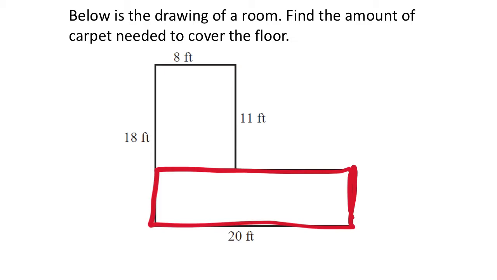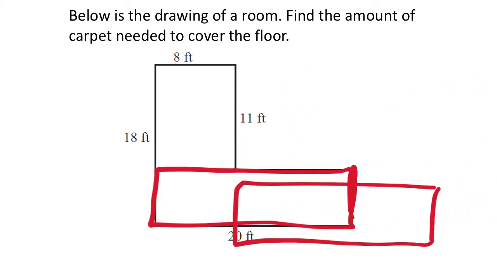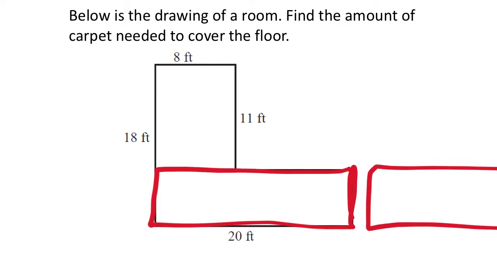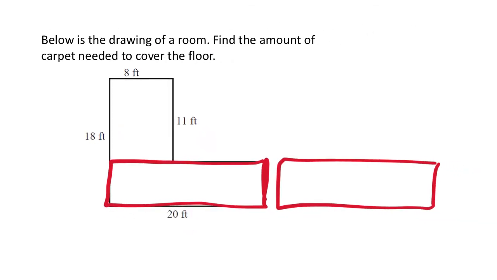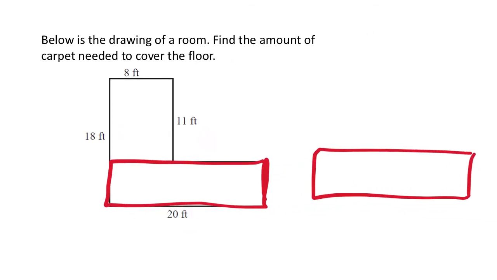So let's see what we got. Let's go ahead and, there we go. So I have this red rectangle. I'll make this big enough for us to see. And this red rectangle, I know one of the dimensions at least. This is 20 feet right here. I also do not know the height of this or the width of it. Okay, so I'm going to have to figure that out.